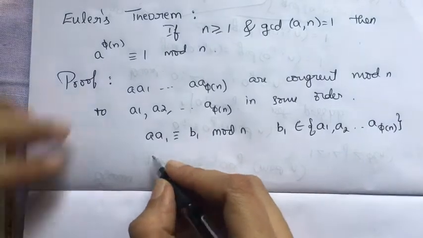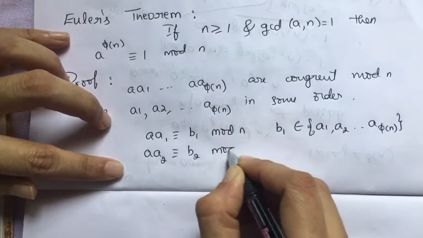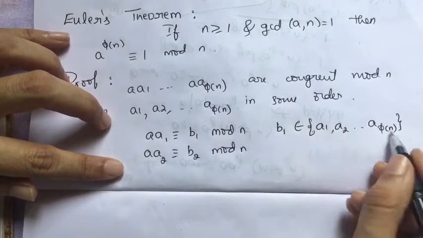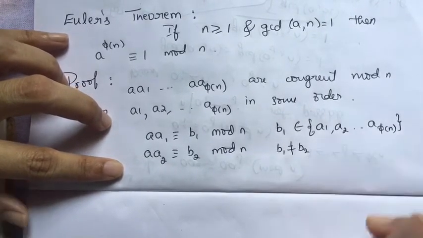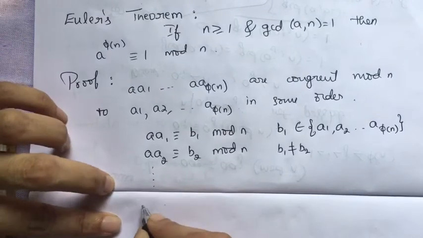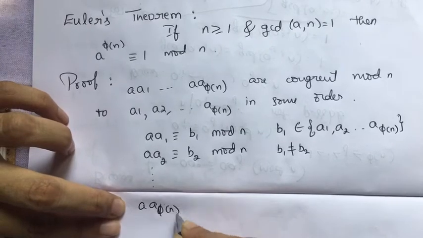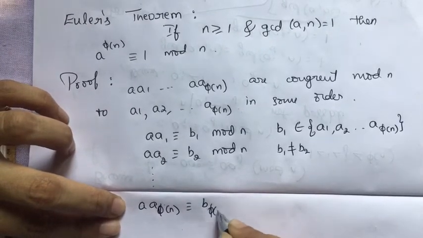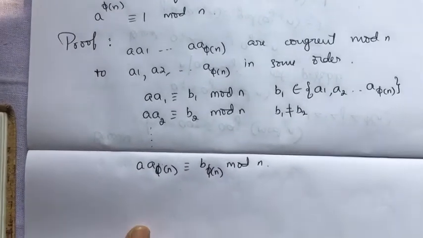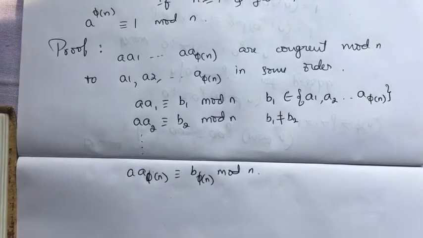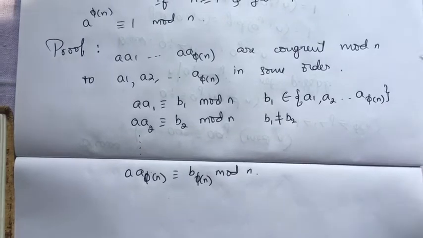Similarly, I can write a·a2 is congruent to b2 mod n. Of course, b2 belongs to this set, and also b1 is not equal to b2. Similarly, I can write a·a phi of n is congruent to b phi of n mod n, where b1, b2, up to b phi of n are the integers a1, a2, up to a phi of n in some order.